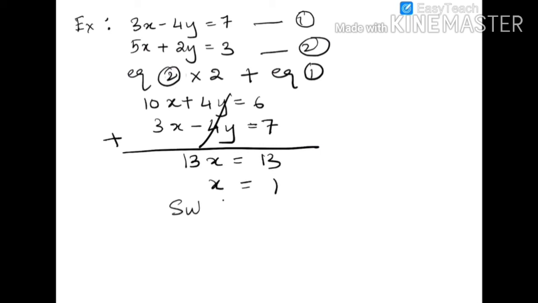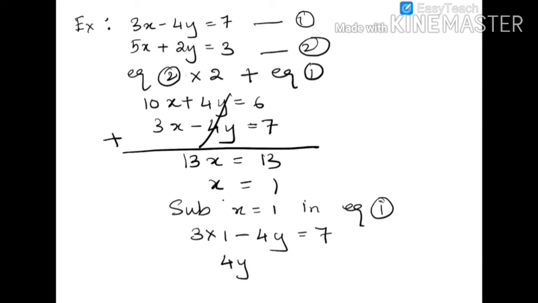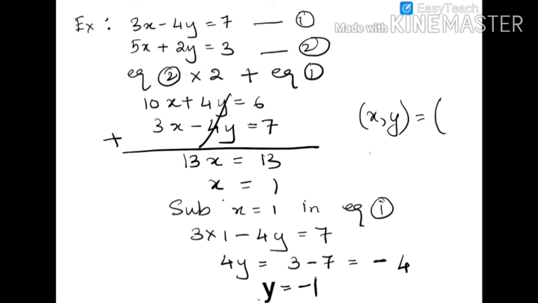Now we will substitute the value of x in any one of the equations. Let's say the first equation. So 3 times 1 minus 4y is equal to 7. So 4y will be equal to 3 minus 7, which is equal to minus 4. So y is equal to minus 1. So the solution of the given pair of equations is 1, minus 1.